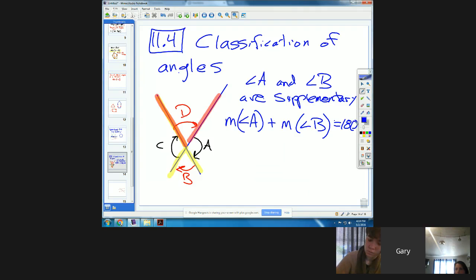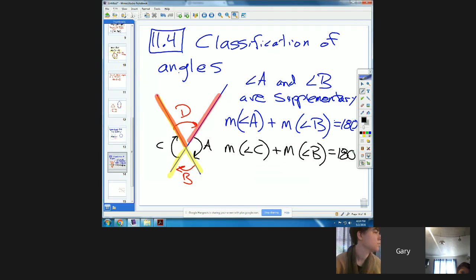Okay. So they're going to be supplementary. So I'm just going to make another connection here. Angle B and angle C are supplementary. They add up to 180. So I'm going to write that next. So if I take the measure of angle C plus the measure of angle B, they're also equal to 180 because they're next to each other. They're supplementary on two intersecting lines.